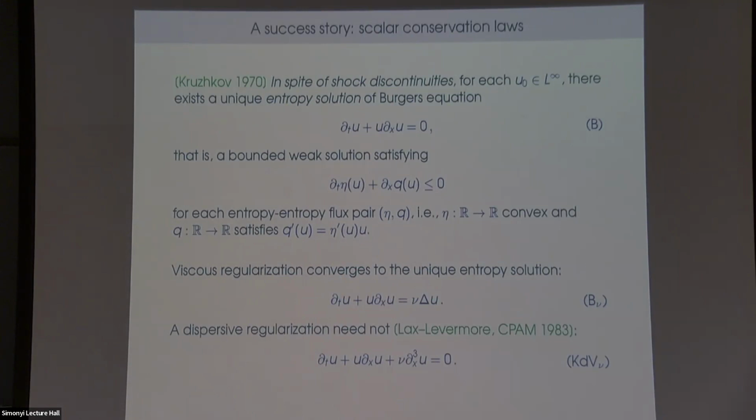So in this case, despite the fact that there are singularities, you can continue past them and not be so concerned. I want to mention, however, that if you regularize the equation in a different way, for example, if you study KdV and you take a small dispersion limit, this is a dispersive regularization, then the limiting solutions need not agree with the unique entropy solution. This was studied in detail by Lax and Levermore in the 80s.